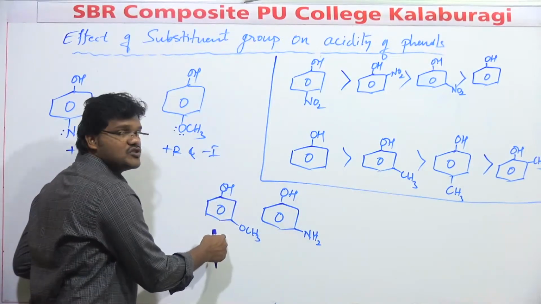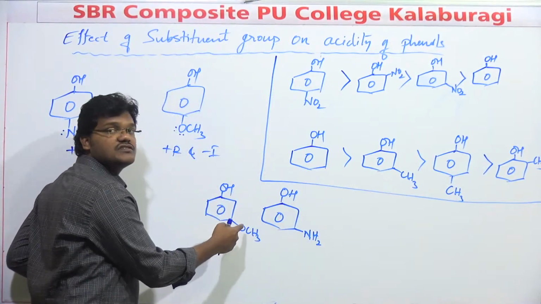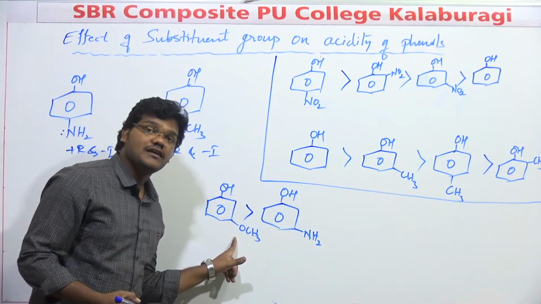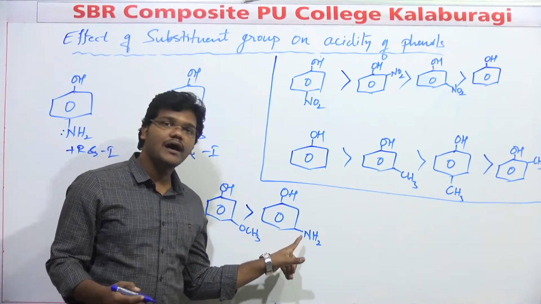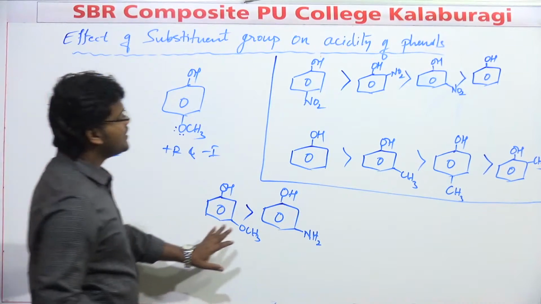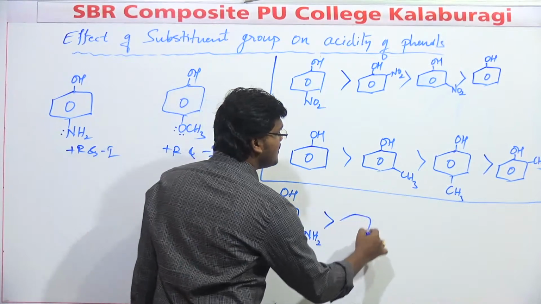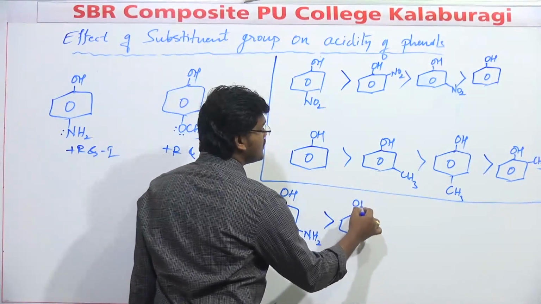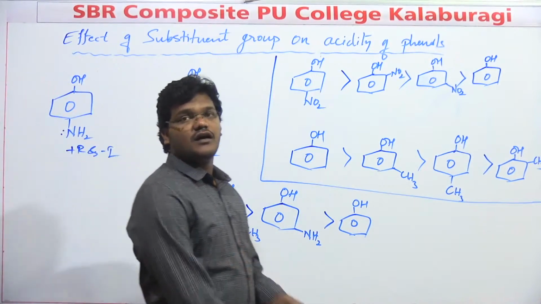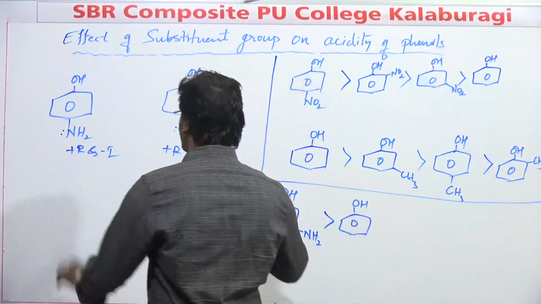Then among meta-methoxyphenol and meta-aminophenol, the withdrawing capacity of oxygen is more because it's more electronegative. That is why I can say that meta-methoxyphenol is more acidic compared to meta-aminophenol. So these two are obviously even more acidic compared to phenols. Correct? So this is the acidic nature of phenols. Okay, so I'm talking about NH2 and OCH3.